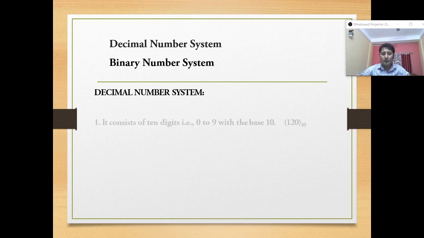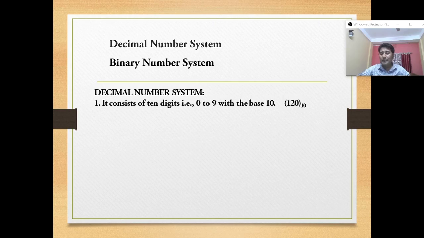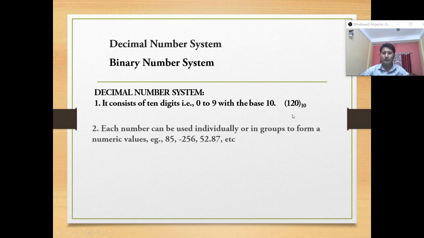Decimal number system. It consists of 10 digits, that is 0 to 9, meaning 0, 1, 2, 3, 4, 5, 6, 7, 8, 9. If you count the digits from 0 to 9, there are 10 digits. So we can say that the decimal number system has base 10. Suppose you see the example here, 120. So 120 is a decimal number and it has base 10 because it has been made by numbers between 0 and 9.